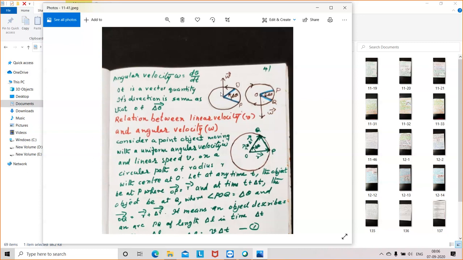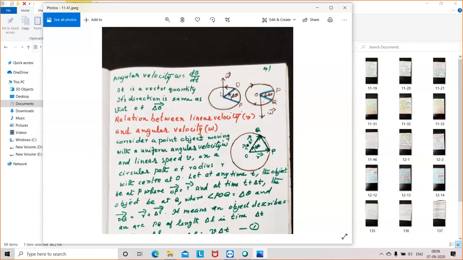And angular velocity is angular displacement by time. So the directions of angular velocity and angular displacement are both the same. And how will you find it? Using the right hand thumb rule. The curl of the fingers represents the sense of rotation, and the thumb represents the direction of angular displacement or angular velocity. Both have the same direction.